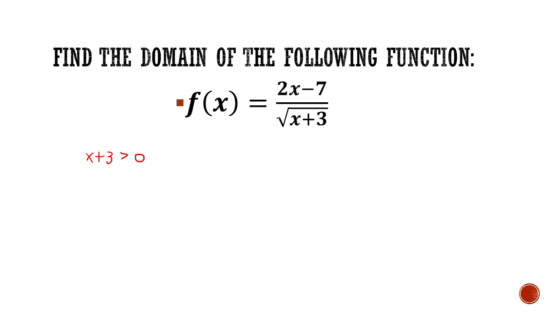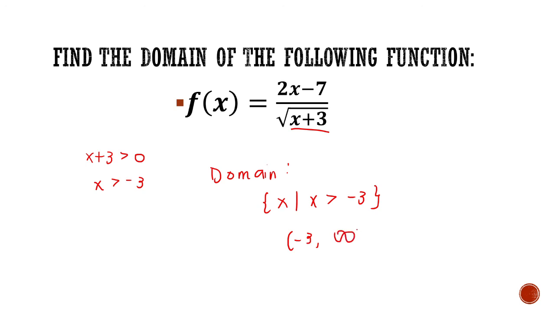So if we have a radical expression in the denominator, you get the inside expression and set it greater than 0. We solve for x. And so our domain is the set of all x such that x is greater than negative 3. Or in interval notation, from negative 3 until positive infinity.